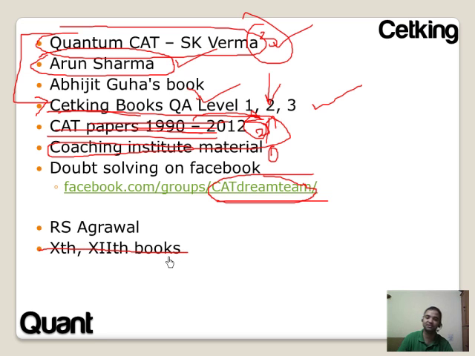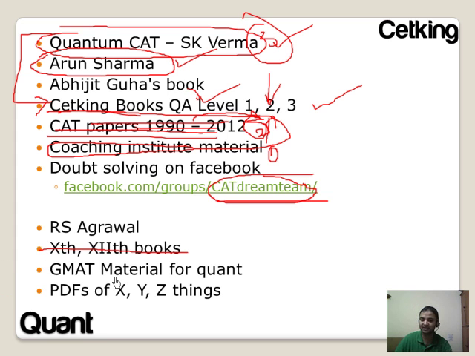You're going to get MCQ. The MCQ is not there in 10, 12, so obviously you'll feel the problem. So it's better to follow Quantum CAT. It covers everything from your 10, 12th level till CAT level. Everything is there. GMAT books for CAT, GMAT PDFs for XYZ thing.